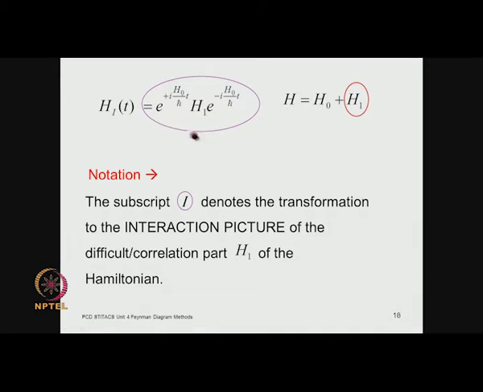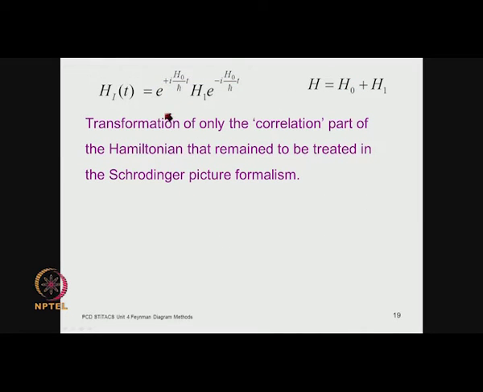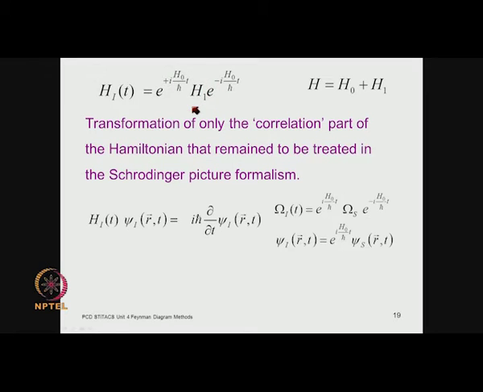So, this is the interaction picture term, and this is the transformation of what? Only the H1 part, not the H0 part. This is a transformation only of the H1 part, but the transformation is by the operator e to the i H0 over h cross t, and this is where the soluble part of the Hamiltonian shows up.